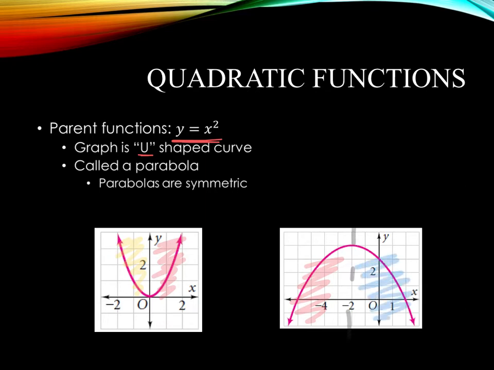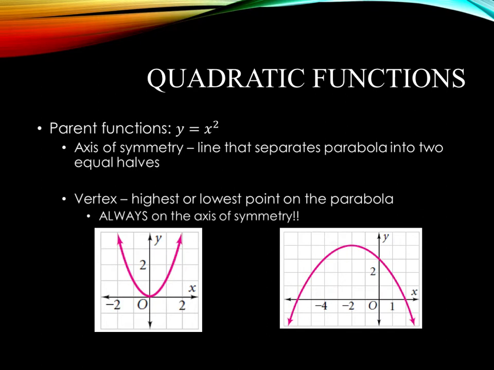So parabolas are symmetric. We also have what we call a line of symmetry, and the line of symmetry is what separates the parabola into two halves. So here in this graph, I can see that my axis of symmetry is actually the y-axis. Over on the other graph though, my axis of symmetry is actually going to go through x equals -2.